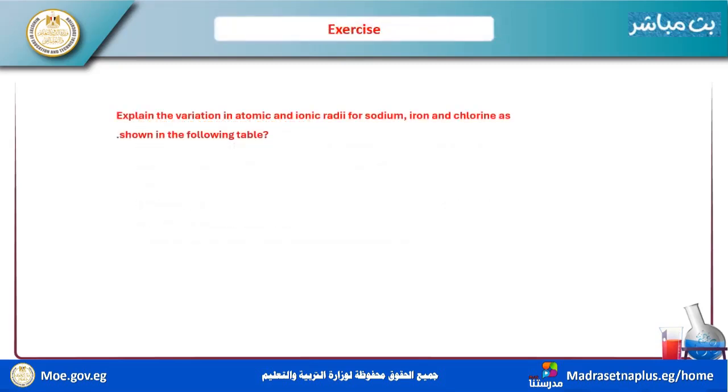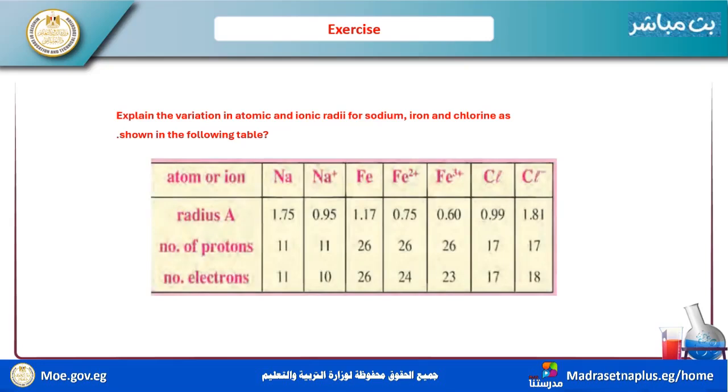We can do this exercise in this way: explain the variations in atomic and ionic radii for sodium, iron, and chlorine as shown in the following table. Okay, we can discuss this table. Radius in angstroms, and number of protons. Radius of Na is 1.75, Na positive is 0.98.